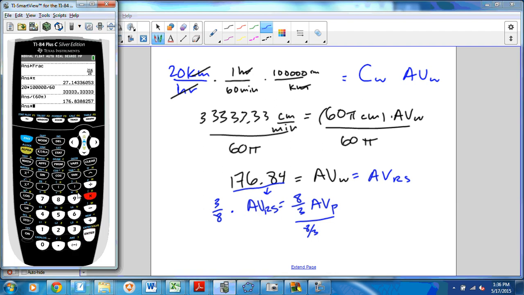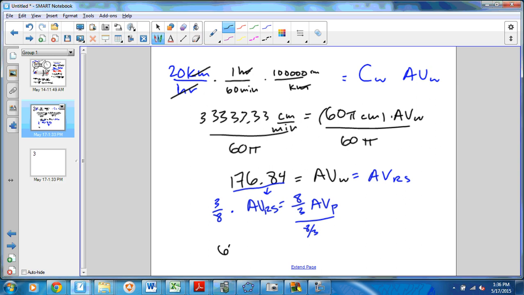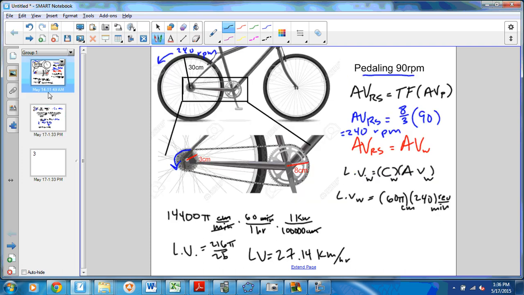I'm going to take that times 3/8. And I get 66.31 revolutions per minute. And that's the angular velocity of the pedal. So before we were pedaling 90 RPMs, I believe, and we were going about 27 kilometers per hour. We went a little bit slower. We said 20 kilometers per hour.